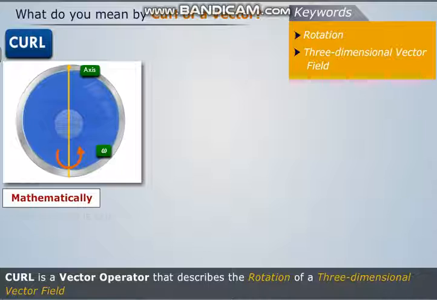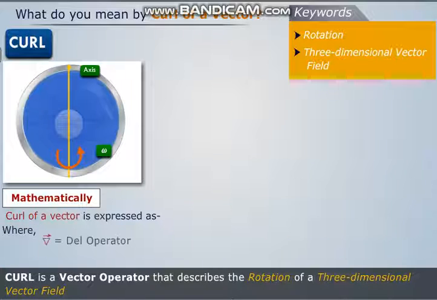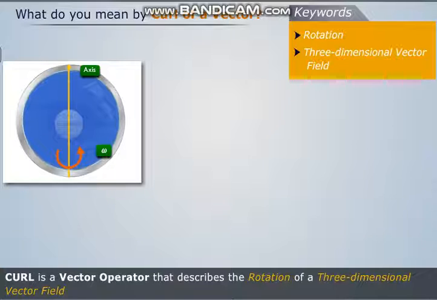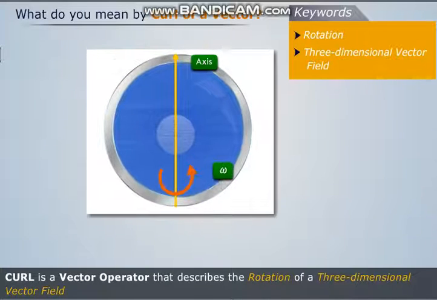Mathematically, curl of a vector is expressed as, where del vector is the del operator and f vector the vector point function. Consider the same example of a golf ball immersed in the flowing water. Let its linear velocity and angular velocity be v and omega respectively. Let's assume that the position vector of a point on the surface of the ball is r.